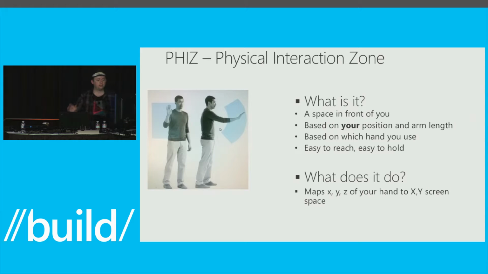We mentioned the physical interaction zone, space in front of you. It's a curved space based on your arm position and length, easy to keep your hand up, and it basically maps the XYZ of your hand to an XY position on screen.